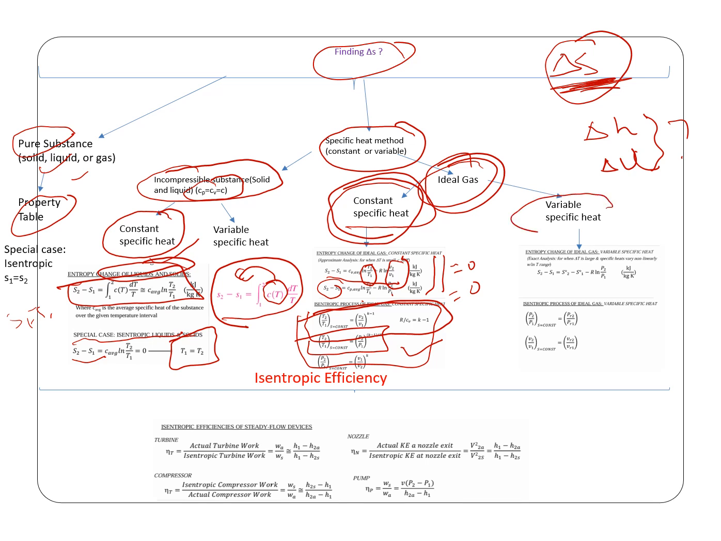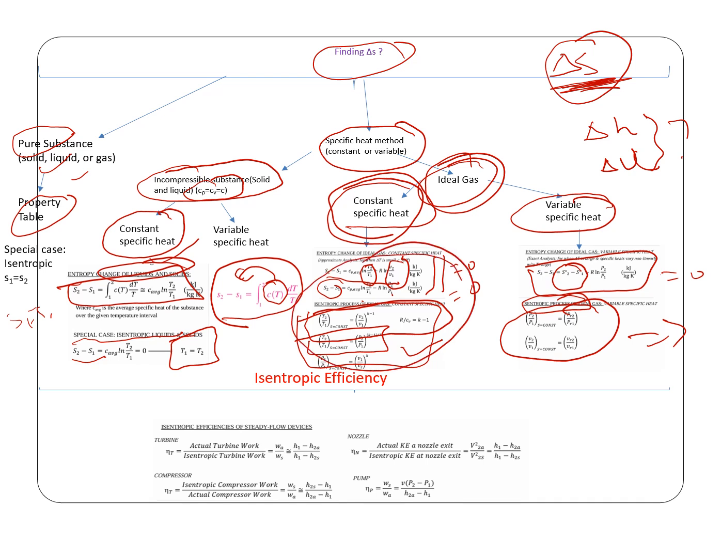If you consider variable specific heat, this is the equation which you can use. These values can be obtained from the table. And if you equate, again, there is a special case which is isentropic. When this equals 0, then this is the relationship which you can use in solving the problem. And remember, these equations can only be used for an ideal gas.